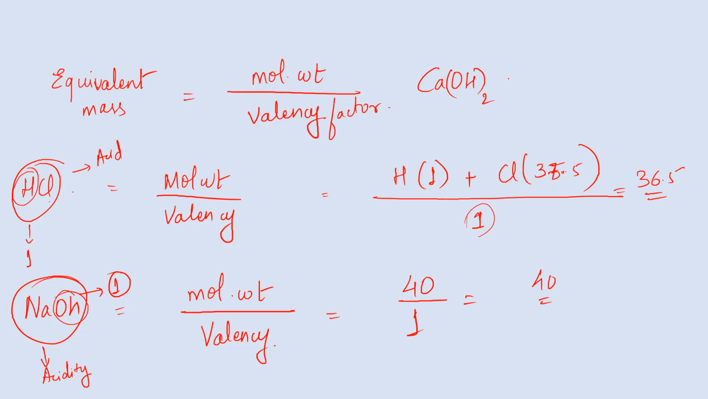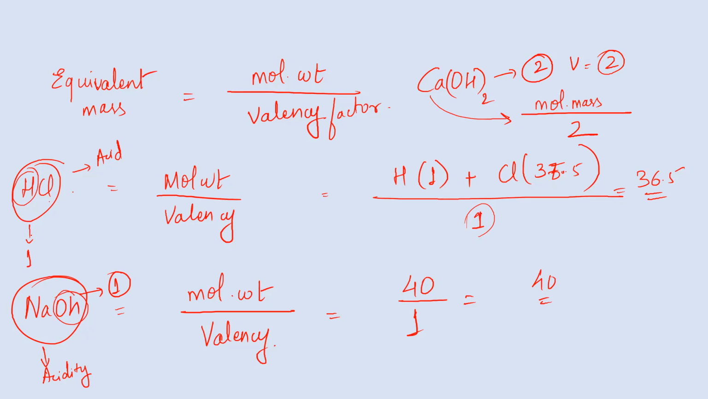If it was, say, calcium hydroxide, how many OHs are there? 2. So the valency factor becomes 2. So if I want to calculate the equivalent mass of calcium hydroxide, then what will I do? I'll take the molecular mass divided by 2. Okay, is this understood?